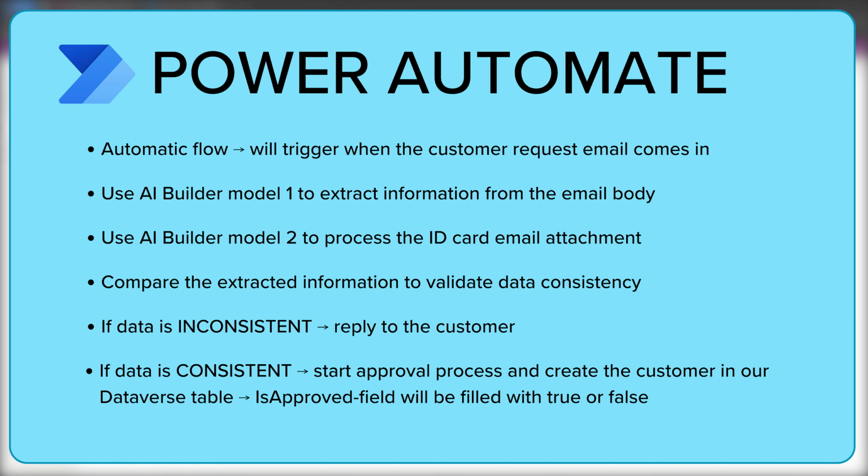If the request is rejected, obviously it's going to be the exact same thing, but we're going to set the isApproved field to false. And we are going to send the customer an email saying that we have received their request, that we have actually created them as a customer in our system, but we do want to validate a couple of things data-wise. That is the human version of what we are going to try and create in Power Automate.